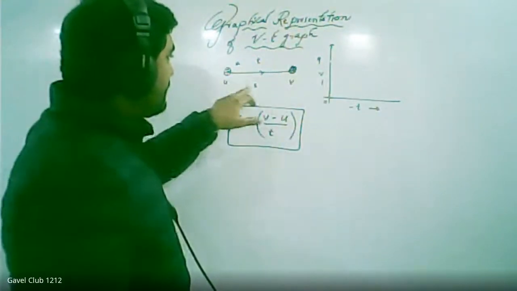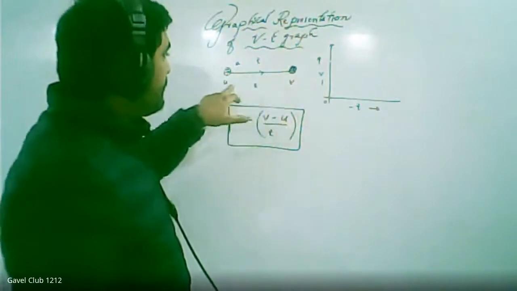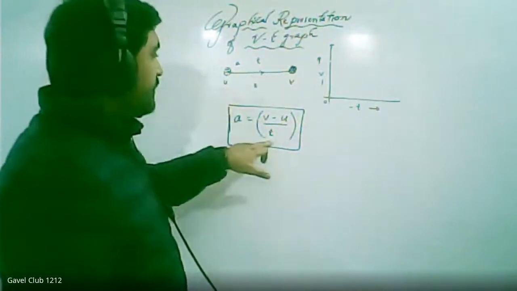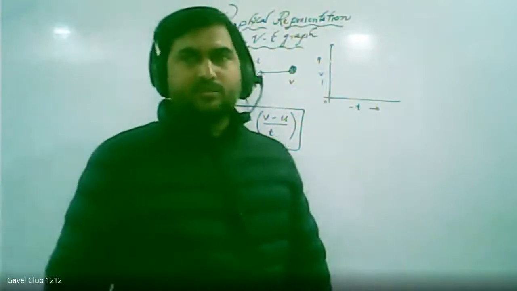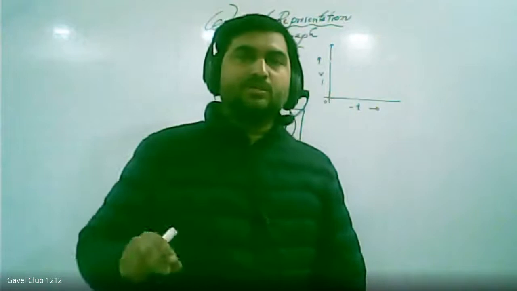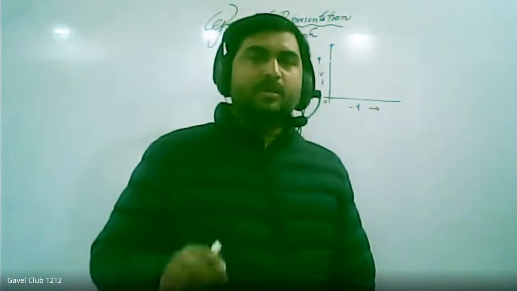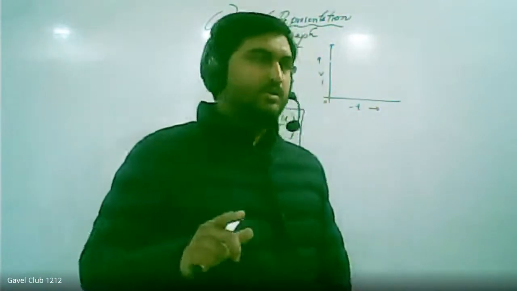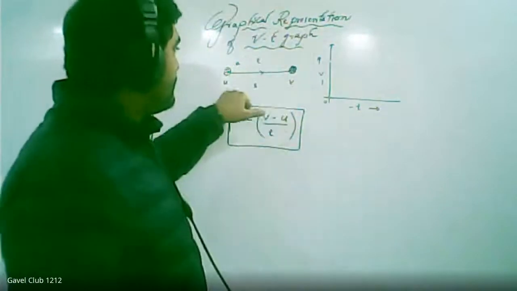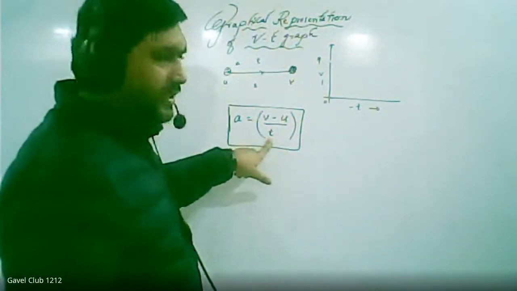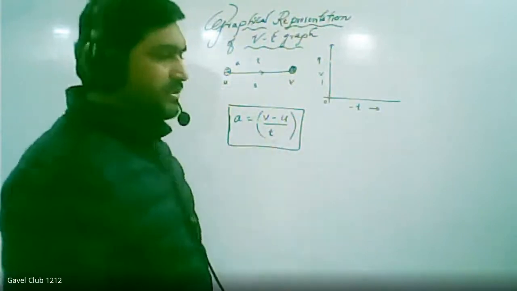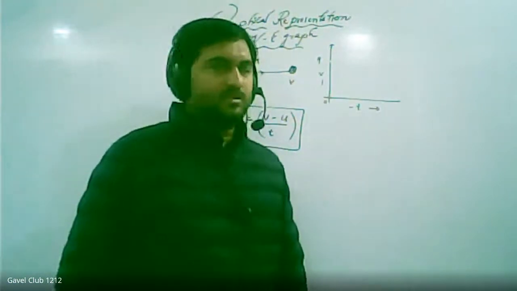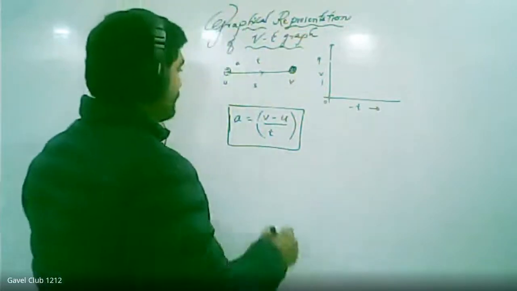So in acceleration, we take the final velocity and subtract the initial velocity, with respect to time. Why are we taking it like this? Because acceleration is nothing more than a change in velocity. So v minus u is a change in velocity. That's why we take final velocity minus initial velocity, divided by time, which is nothing but acceleration. So change in velocity with respect to time is acceleration. This is the formula we generally use for acceleration.